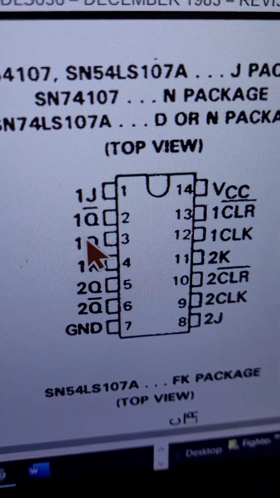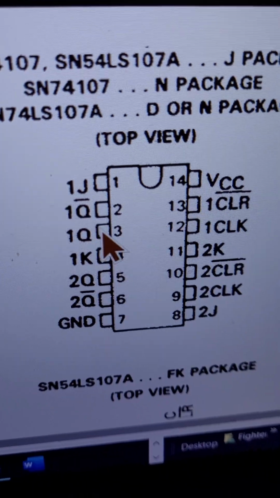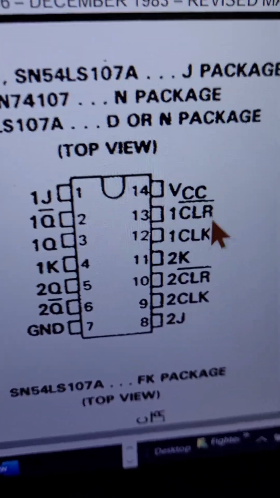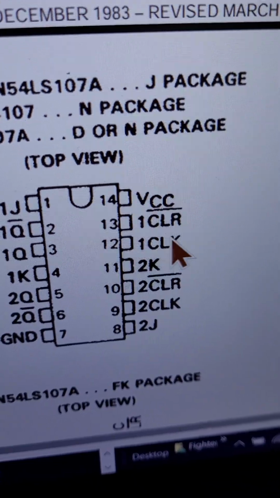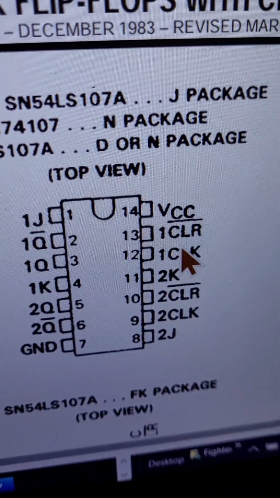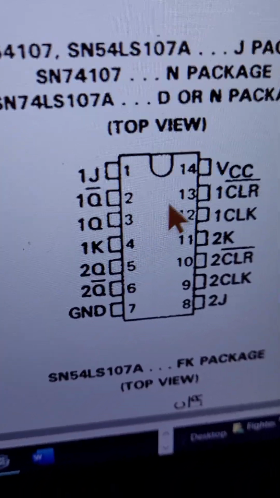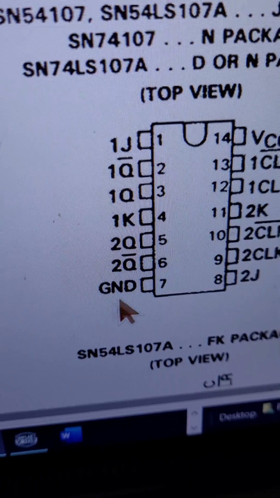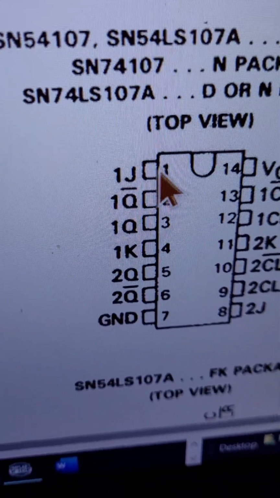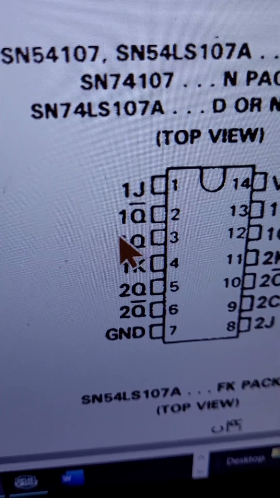This is the output Q. This is the inverted output. We don't want the inverted output, we just need the non-inverted output, okay? Now we are using the clock of the flip-flop. Of course, we have the power at pin 14, 5 volts, and a ground. And J and K are both high. They are connected together.